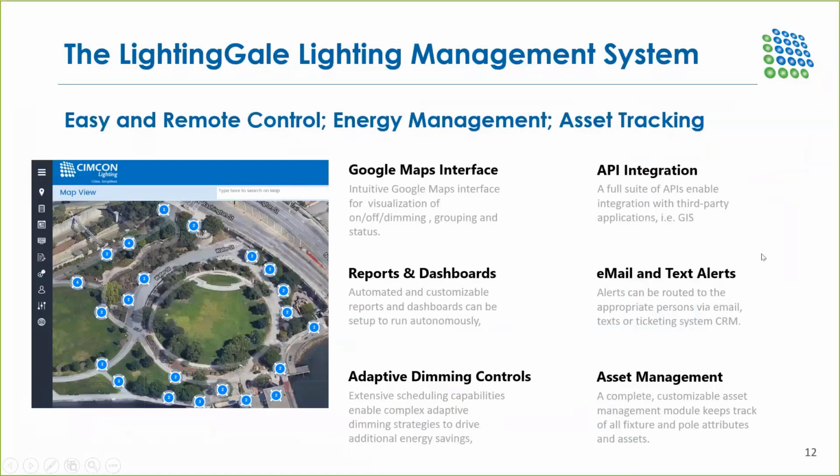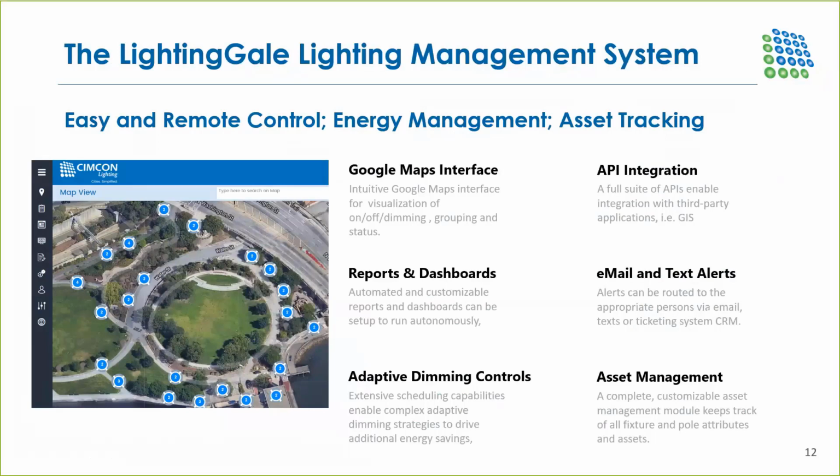Adaptive dimming controls also, as I mentioned before, are key areas of the network that provide pretty much the bulk of the savings from the luminaire, if it's an LED deployment. Also, we have integration points from a REST API point. We also can integrate directly with GIS systems from a flat file or directly through our APIs.